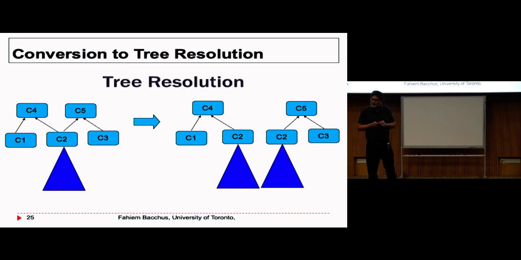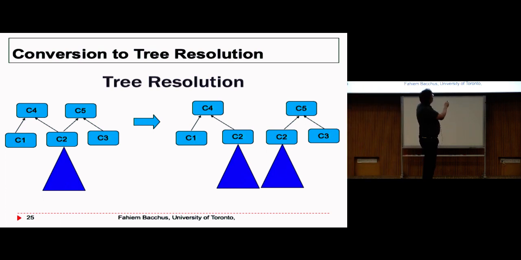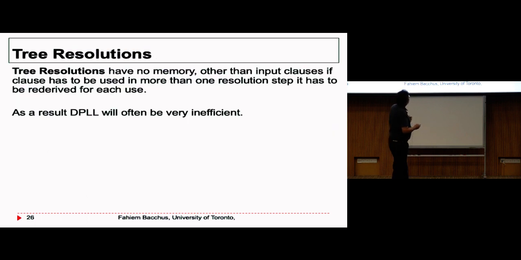And what's happening with tree resolutions? Well, with tree resolutions, you cannot reuse a formula that you've derived. You cannot reuse a clause. If you want to take this resolution proof that uses C as an input to both of these two clauses, you're going to have to basically change this into a tree where you have a new copy of C and a new copy of everything that you used to derive that clause. So tree resolutions have no memory. If you're going to use a clause more than once, you have to derive it all over again. Okay? And as a result, DPLL can often be very inefficient.